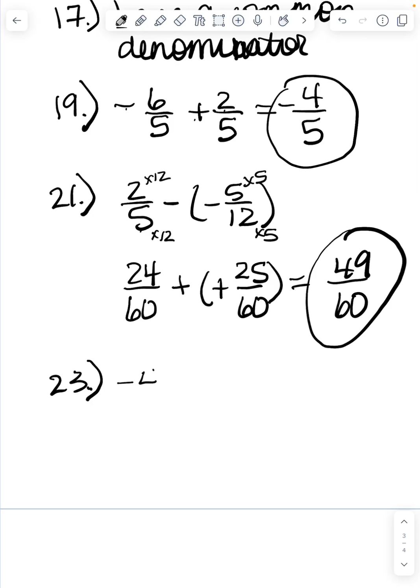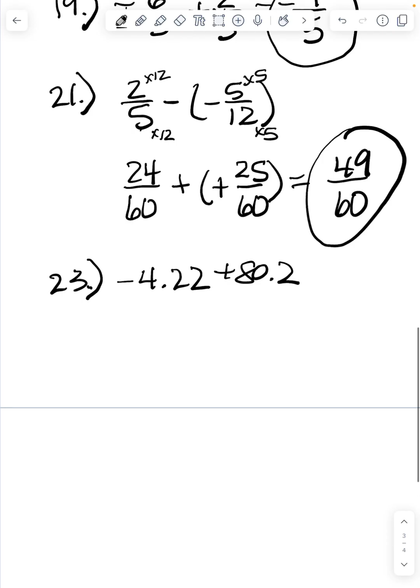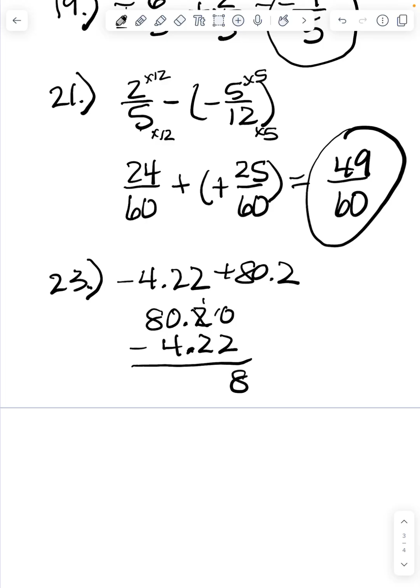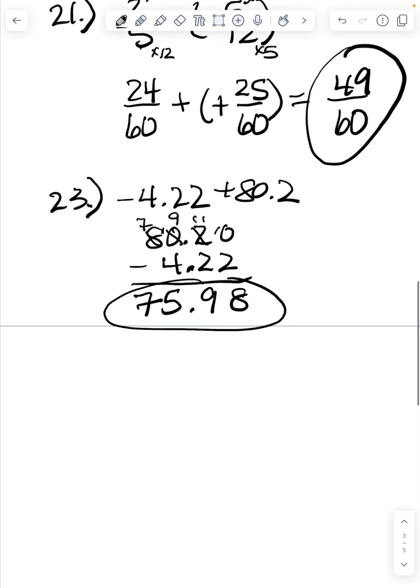23, so we've got -4.22 plus 80.2. All right, so we have a positive and a negative. Negative and a positive signs are different, so we're going to find the difference of these two numbers. Lining up our decimals, putting in zeros whenever we need to, borrowing if need be. And then we just need to go back and make sure our sign was from the larger number. So the larger integer was 80.2. So that means I'm going to stay positive.